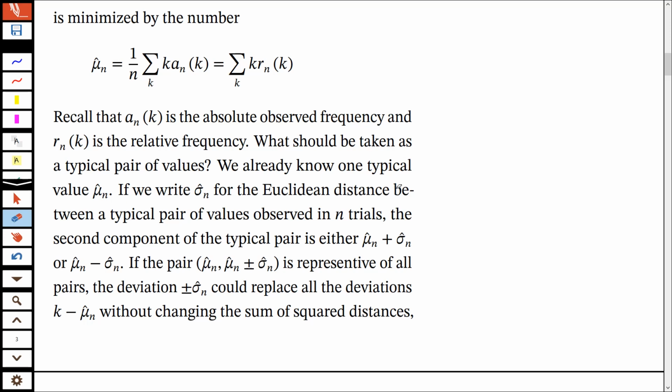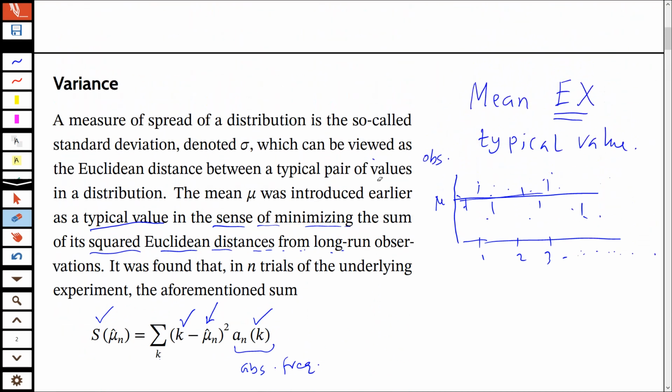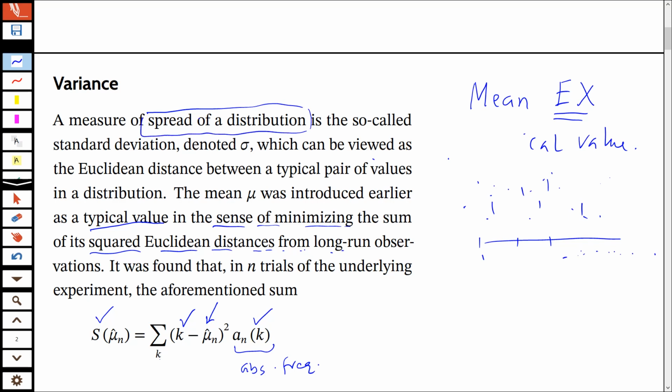So now we can ask another question. Okay, we are done with this typical value. So now we want to know the spread. What will be a measure of spread of a distribution? You know, these values are not always close to the mean. They are actually spreading around. So a measure of spread, of course, in the literature, is called the standard deviation, and we use the symbol sigma for that.